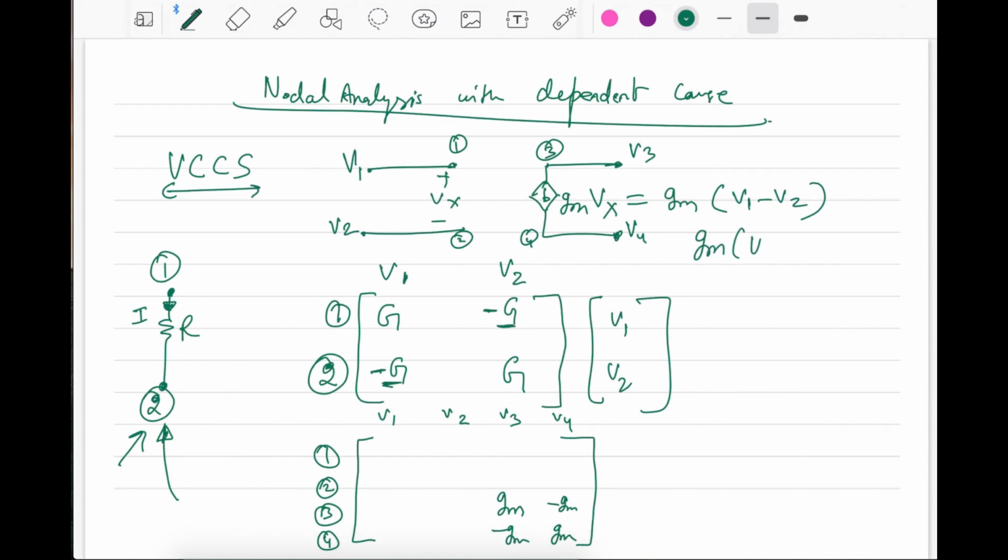Sir, can you explain why it is GM? Please repeat, because of this factor, right? We are taking it as a resistance, right? Yes, we are taking it as a resistance. So basically the current leaving here is taken as GM times V1 minus V2. So here the current leaving at this node is GM times V1 minus V2, okay? Yes, sir. And here again it will be like that. So basically the matrix will become somewhere like this.